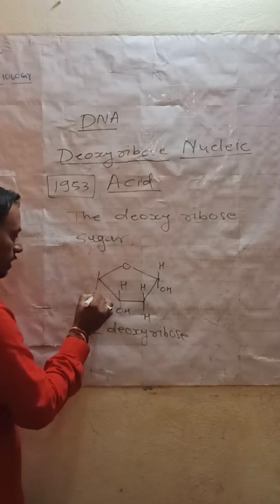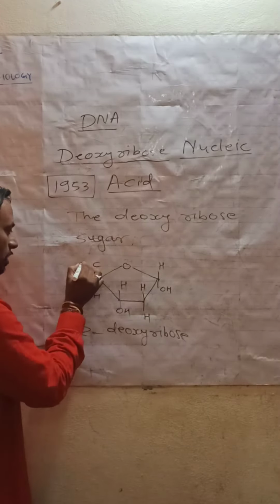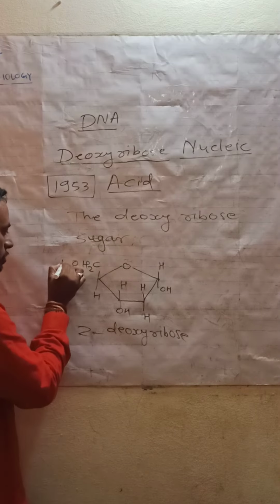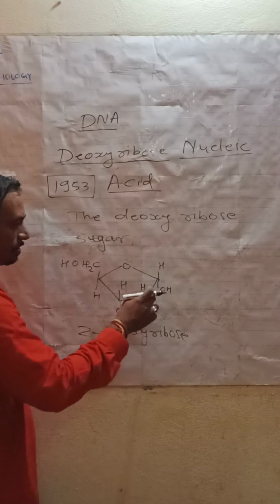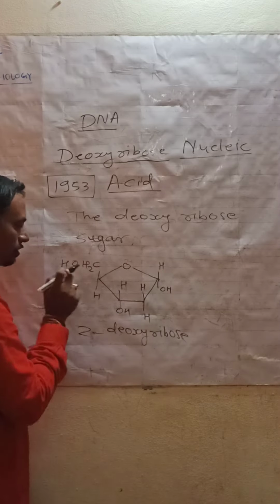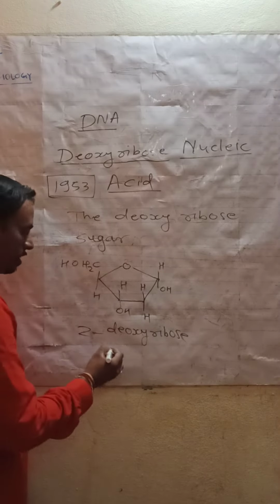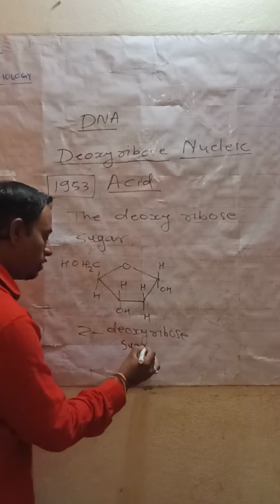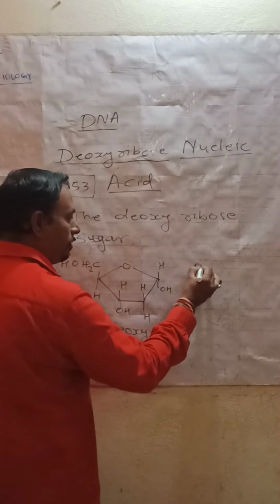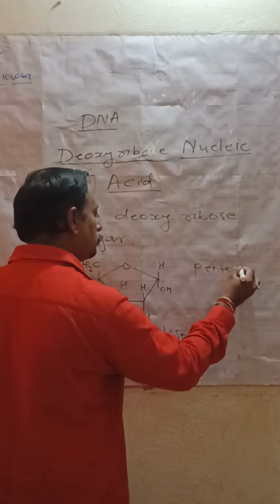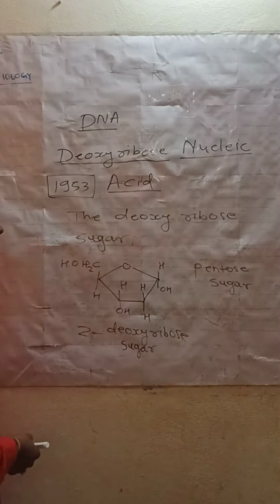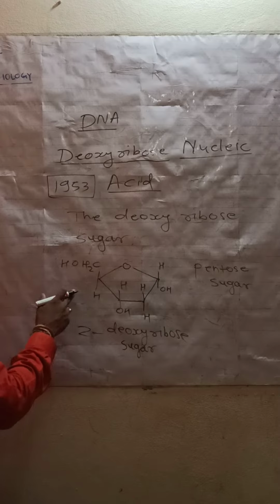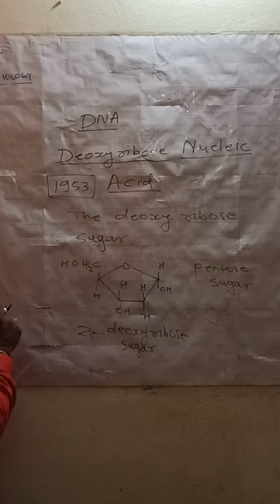HOH, HCH2OH. The fifth carbon is outside the ring. 4 carbons are inside the ring: 1, 2, 3, 4. So this is the structure of deoxyribose sugar. It is also known as a pentose sugar. So this is the structure of deoxyribose sugar.